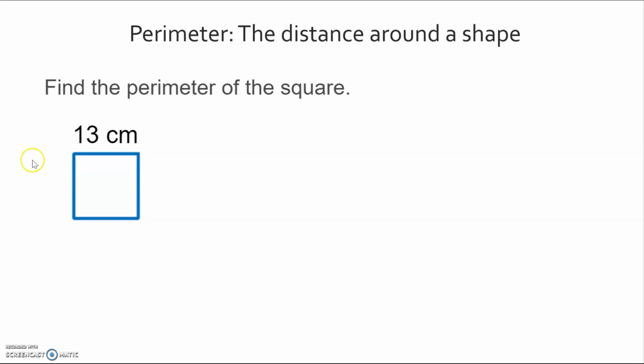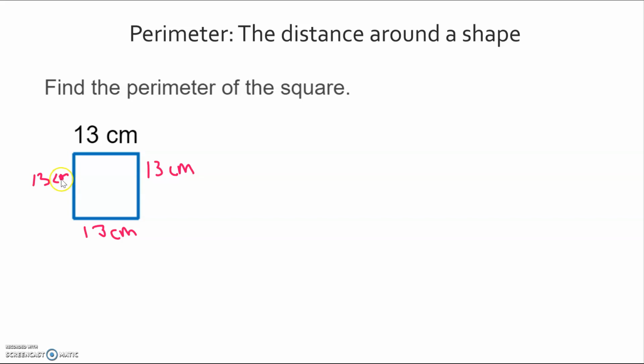So in this case, it says, find the perimeter of the square. We can find the perimeter by simply adding all of the side lengths. In the case of this square, they gave us one side length. But if you remember, in a square, all the sides are equal. So therefore, this would be 13 centimeters. This would be 13 centimeters. And this would also be 13 centimeters.